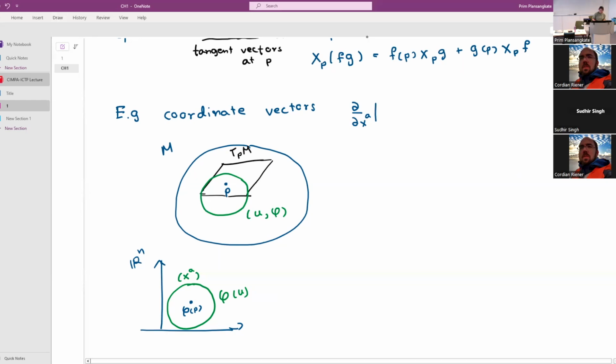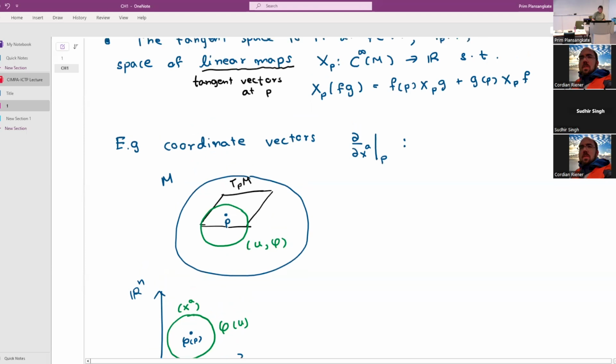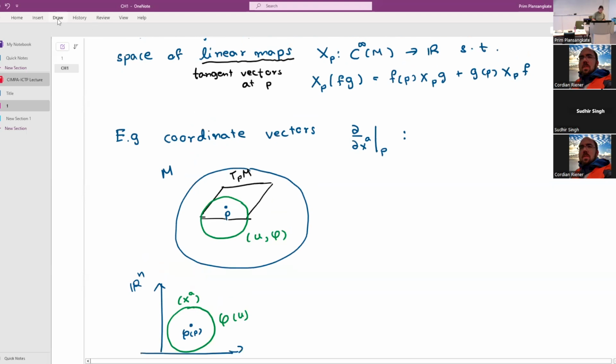Let me say that it is attached to the point p. The coordinate vector is defined like this. By definition, it is a linear map that acts on a smooth function and gives you a real number, so we have to define it by this action. We define it such that it acts on a function and gives you a real number, which is the same as the partial derivative of the coordinate representation of f, evaluated at the point phi(p).